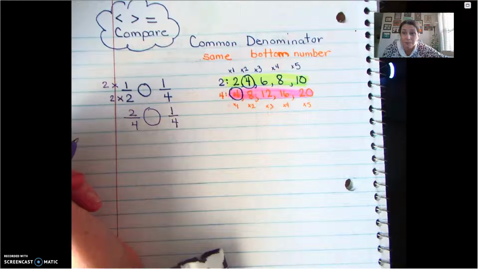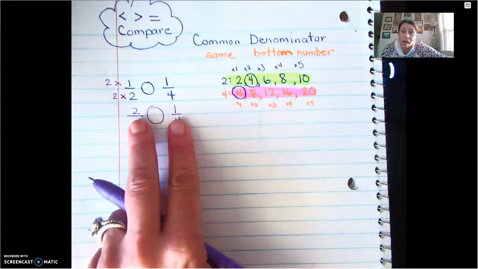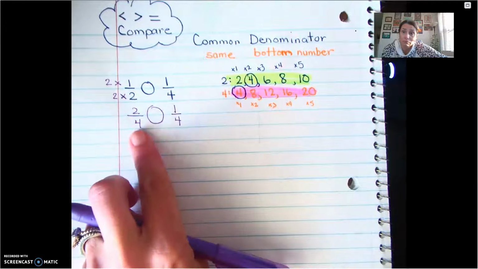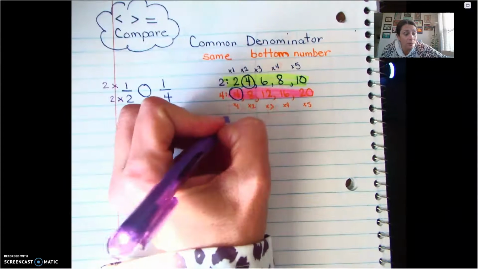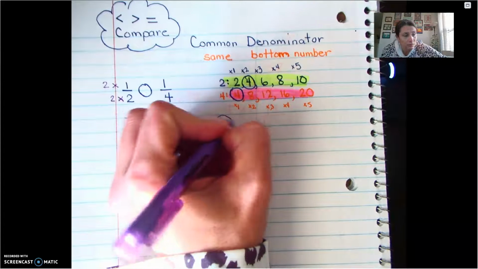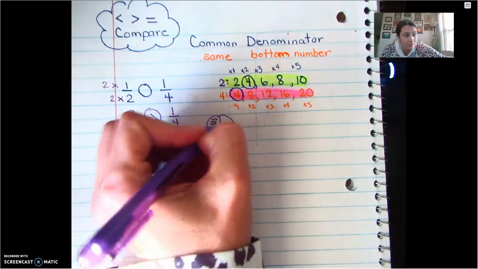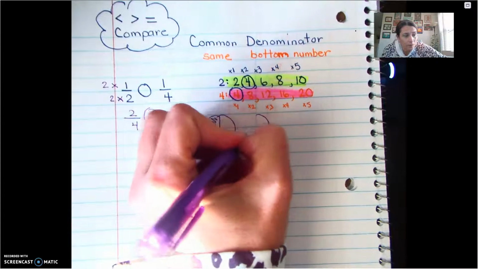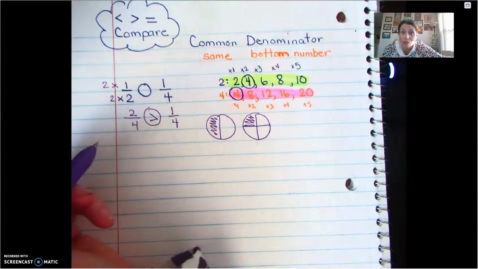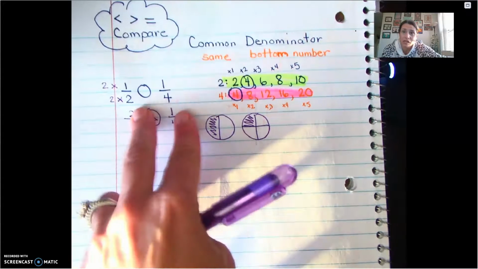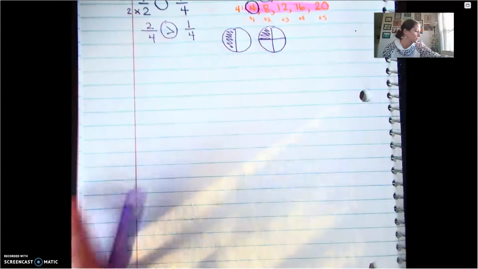So which one's bigger? Because now the bottom number is the same. All we have to do is look at the top number. 2/4 is bigger. And if we had done our picture, we have 1/2, right? and 1/4, we can prove it with pictures too. Now, I picked fractions that we're familiar with. We're going to do the same things with fractions that we're not so familiar with.